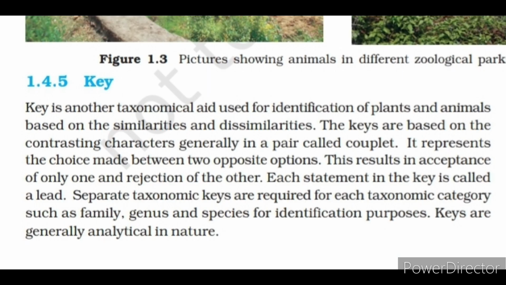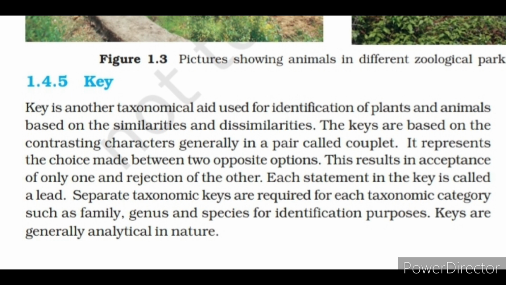Key. Key is another taxonomical aid used for identification of plants and animals based on the similarities and dissimilarities. The keys are based on the contrasting characters generally in a pair called couplet. It represents the choice made between two opposite options. This results in acceptance of only one and rejection of the other. Each statement in the key is called a lead. Separate taxonomic keys are required for each taxonomic category such as family, genus and species for identification purposes. Keys are generally analytical in nature.